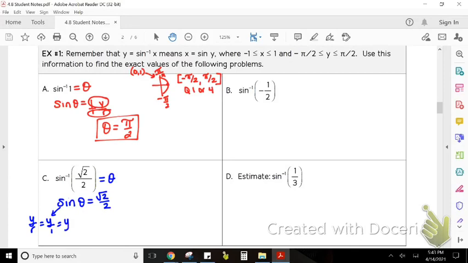So we're doing inverse sine, which means we're looking in quadrants 1 and 4. We're looking for where y equals the square root of 2 over 2. So look at your angles in quadrants 1 and 4 and find where the y value is the square root of 2 over 2. You'll find that in quadrant 1 at π/4.